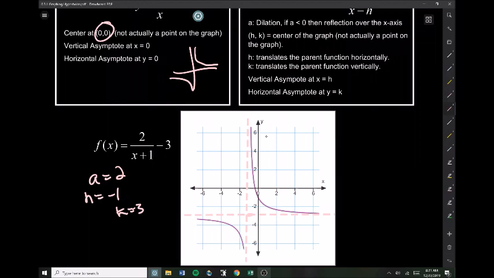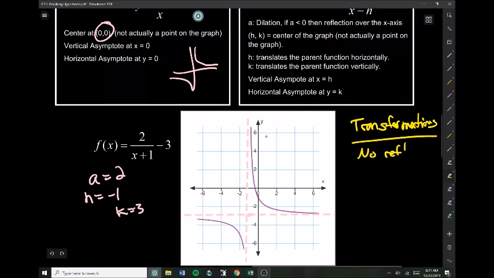We can find the asymptotes, find the dilation. It was translated. If we want to write out the transformations, it was not reflected. It was dilated by a factor of 2.